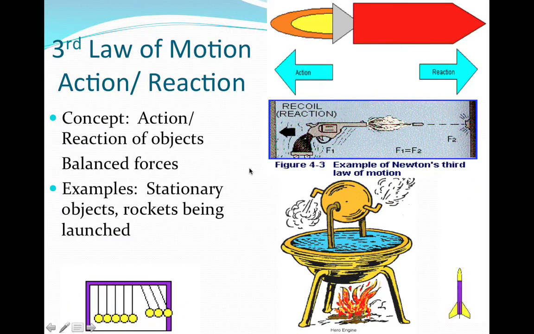Okay, the third law of motion is dealing with action-reaction. For every action, there's an equal and opposite reaction. And this is the only one that is balanced. Examples of this would be a stationary object, something sitting on your desk. Or looking at this one, the Newton's cradle here. You have a force coming in and it causes it to move out. Or better yet, I love this one, the rocket right here.